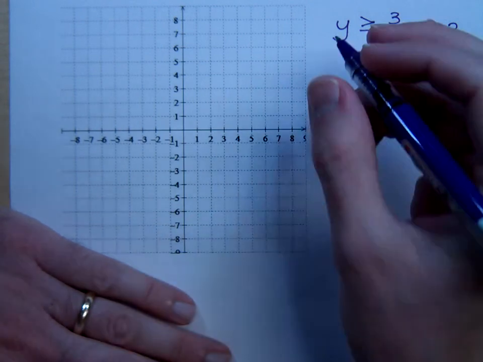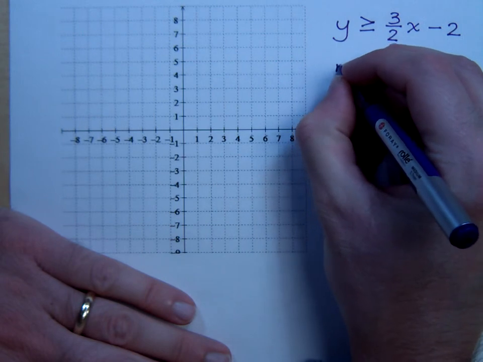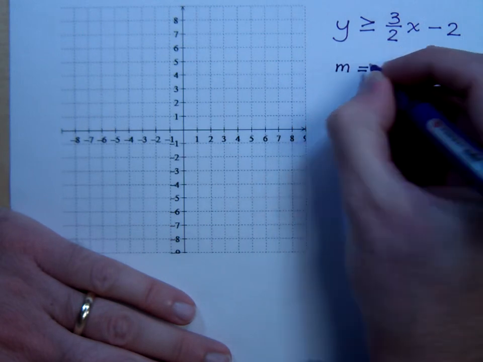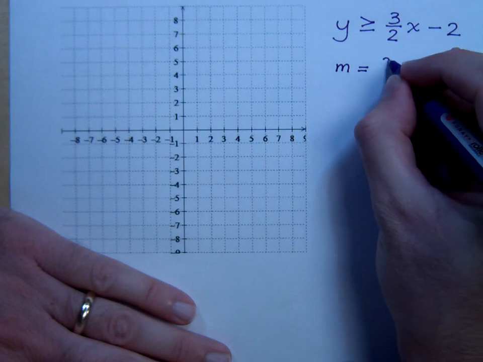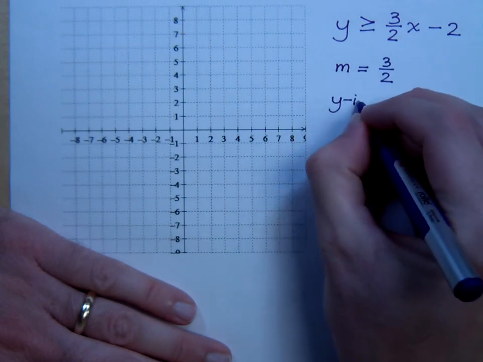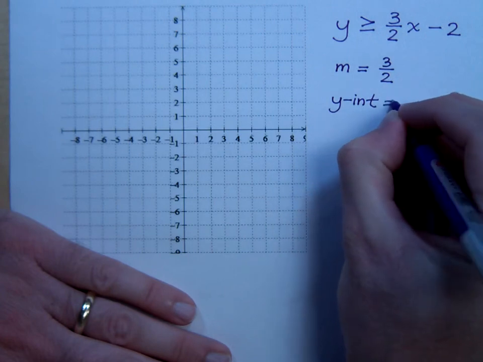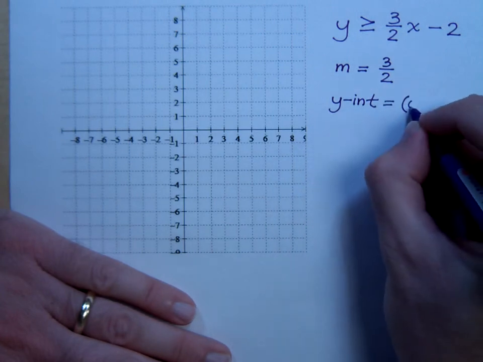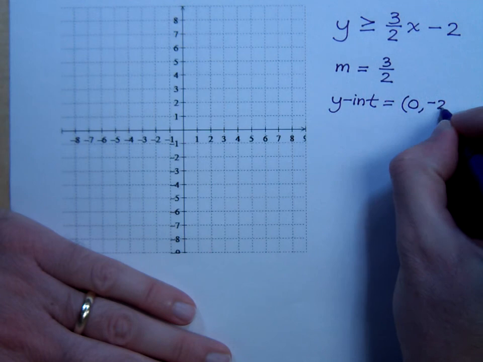I think she wanted to tell me something about the slope, right? What's the slope of this guy? It's 3 halves. If we know the slope, then we should be able to pick off the y-intercept, which is what? (0, negative 2). We would never just say negative 2.